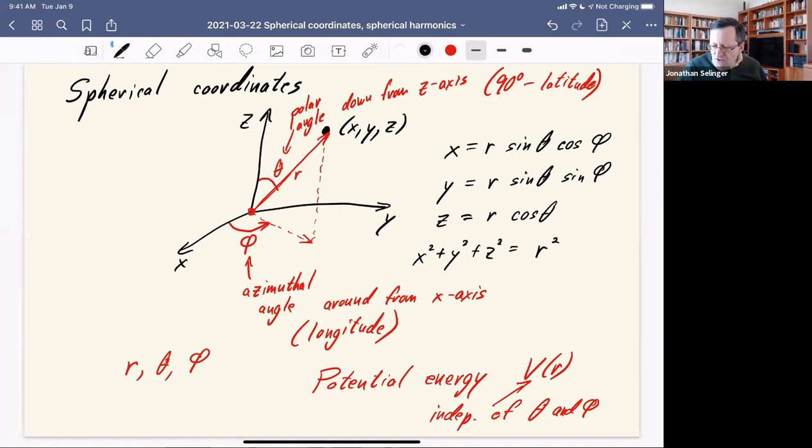So are these expressions sort of familiar to you guys from math classes? Yes, you did get these in the math methods for physics. Excellent, excellent.